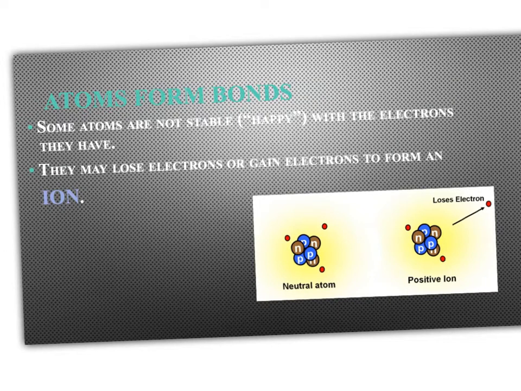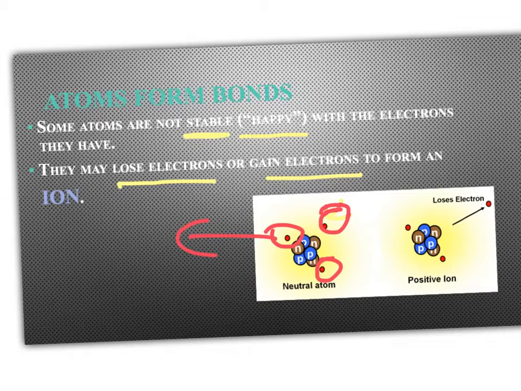Now, for reasons we cannot go into in biology class, but if you take chemistry, you'll learn more about it. For some reasons, atoms are not happy, or the word is stable, with the electrons that they have. So for some atoms, they would prefer to lose an electron or gain an electron. So these electrons are on the outside, as I said before, way out here, zooming around. And for some atoms, they would like to get rid of one and lose it. And for some of them, they would like to get another one.